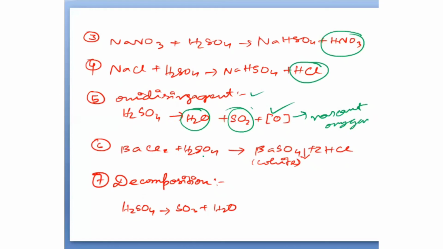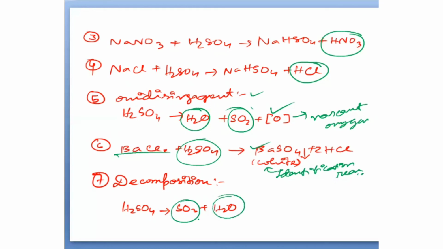Next is BaCl2 plus H2SO4. It gives us BaSO4 plus 2HCl. Now this is the identification test for H2SO4. If, in a solution in the presence of H2SO4, we add BaCl2, the colorless solution becomes white. So that indicates the presence of H2SO4. So it is an identification reaction. Next is decomposition. H2SO4 is decomposed into SO3 and H2O. So this is it for our group 16 elements.